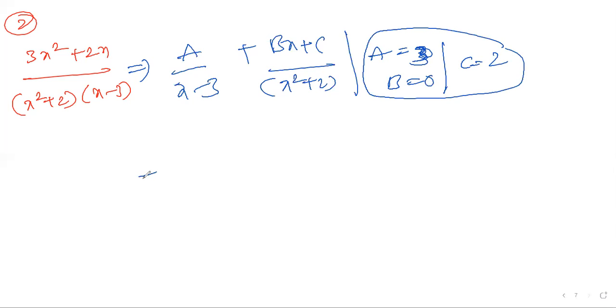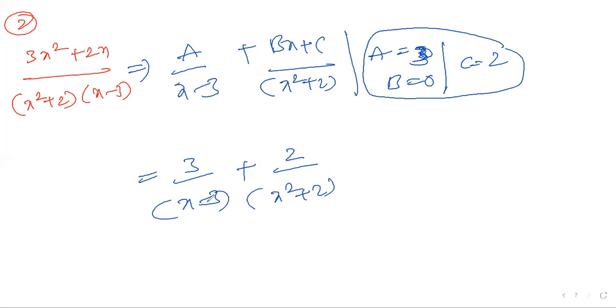Okay. After writing the values, what you can get is 3 by x minus 3 plus b value is 0. The c is there, so 2 by x square plus 2. These are the values you are going to get. Still clear? Any doubt? Okay. After this, I'll write on the next page. Till this no doubt, right? Finding ABC, you already know the process, how to do it. This you can work out on your own. If it is not getting, please look at me.